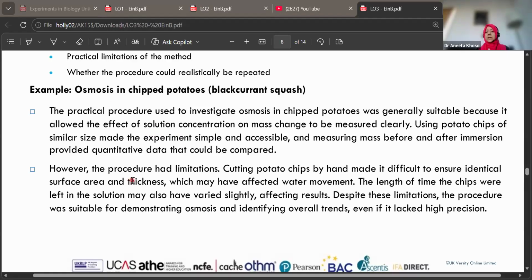However, the procedure had limitations. Cutting the potato chips by hand made it difficult to ensure identical surface area and thickness, which may have impacted water movement. The length of time the chips were left in the solution may also have varied slightly, affecting results. Despite these limitations, the procedure was suitable for demonstrating osmosis and identifying overall trends, even if it lacked high precision.